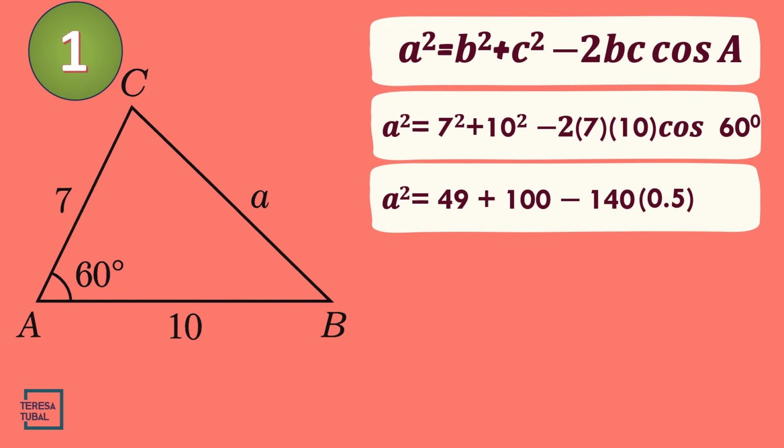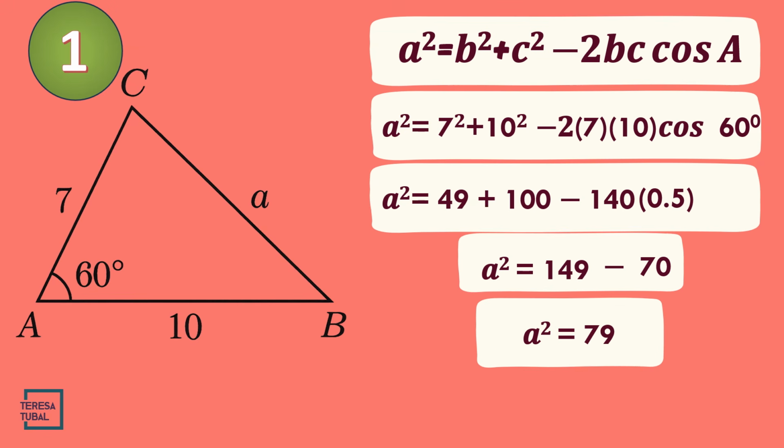So here we write 0.5. 49 plus 100, that is 149. So a squared is equal to 149 minus 140 times 0.5, that is minus 70. 149 minus 70, copy a squared, that is equal to 79. Get the square root. On the left side, square root of a squared is a, and the square root of 79 is 8.89. If you use the calculator, the square root of 79 is equal to 8.89.